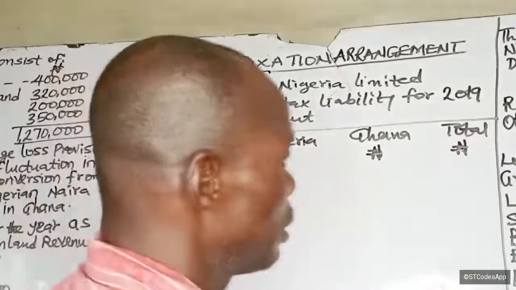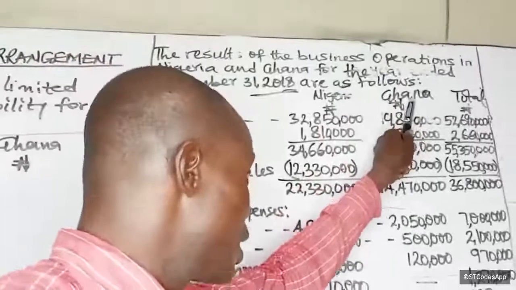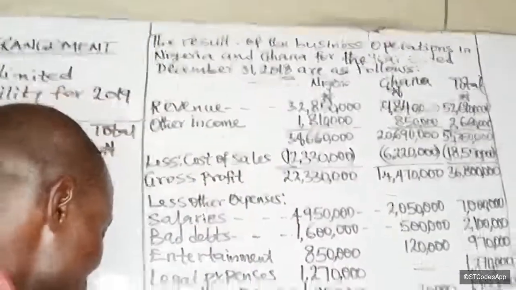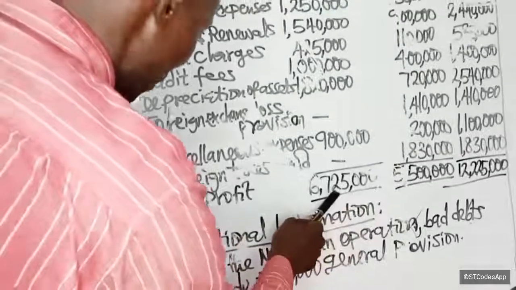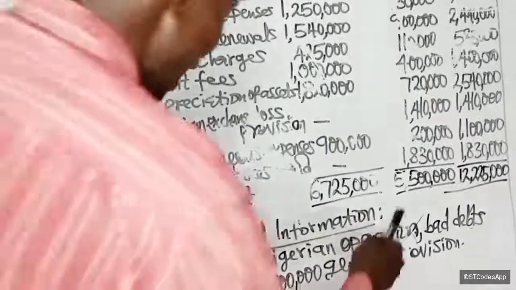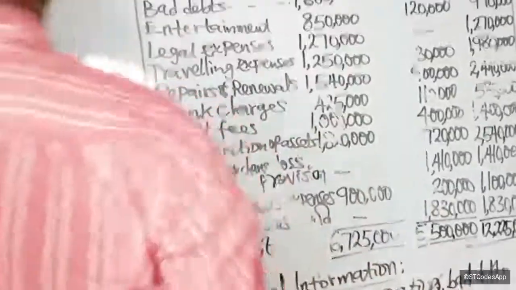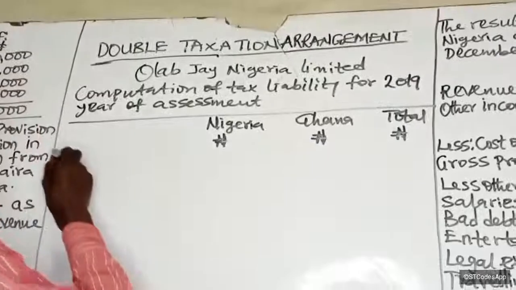So, Nigeria, Ghana, and total. Now, you start with the net profit as per account. Net profit, Nigeria 6,725,000. Ghana 5.5 million. Total 12,225,000. So we start with the net profit as per account.